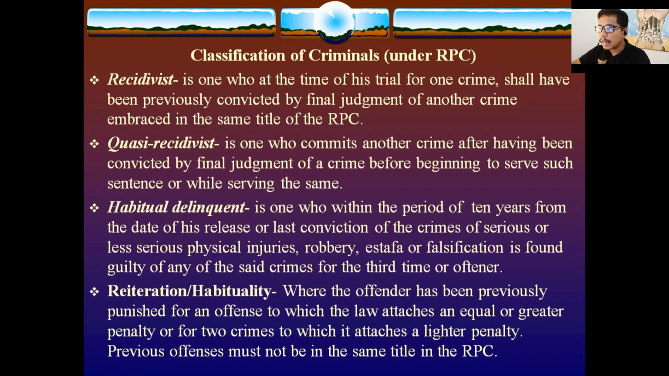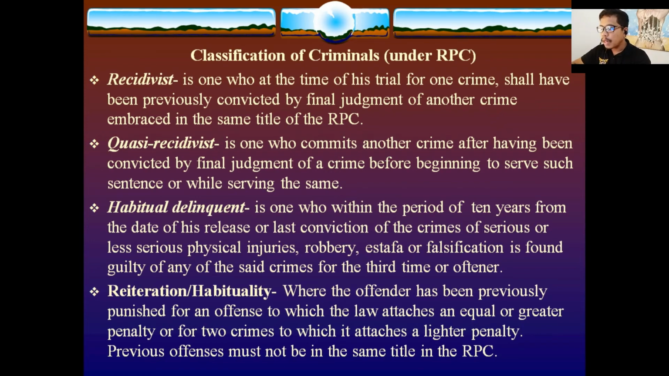Number 1 is that the person must commit another crime, alright? Meaning he has been convicted for the first crime and he committed another crime. That's the first key point. The second point that I want to emphasize is that for the person to be considered a recidivist, the second crime should be embraced or should be part of the same title of the Revised Penal Code. These are the qualifications for a person to be considered a recidivist.